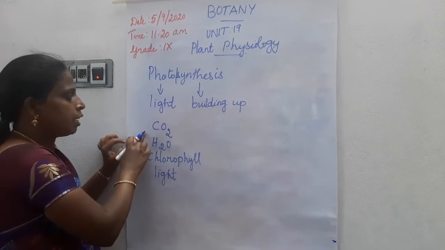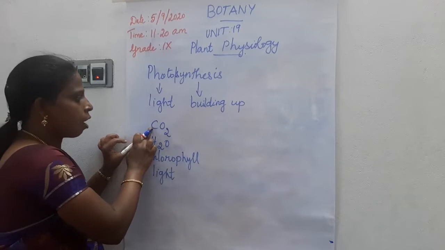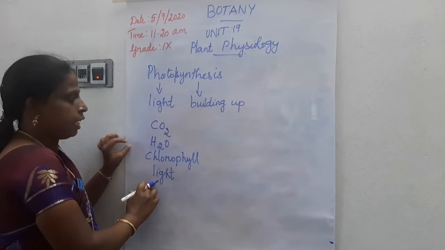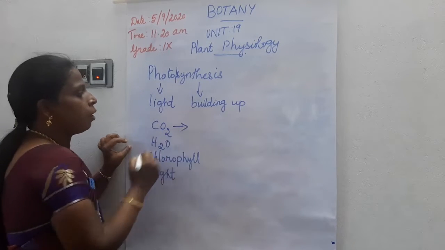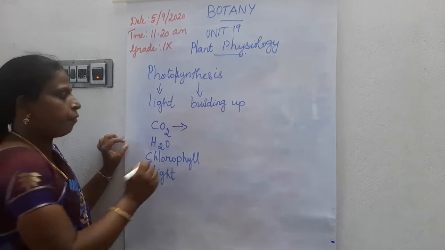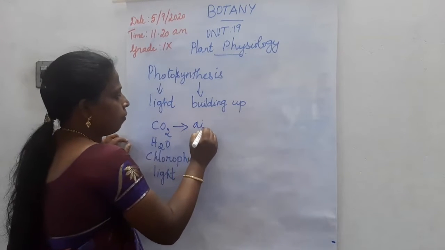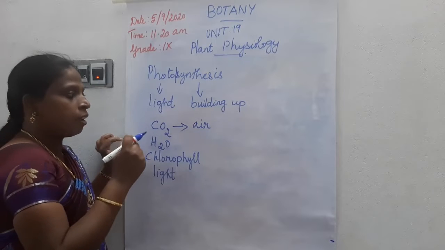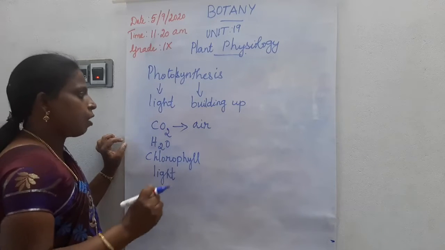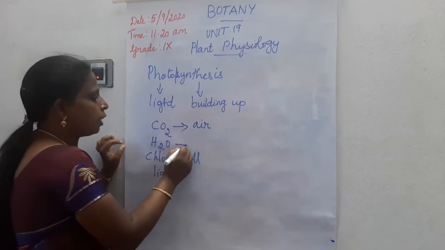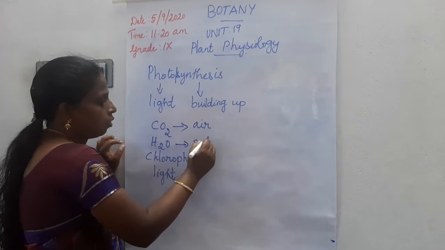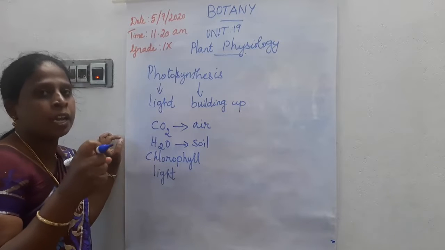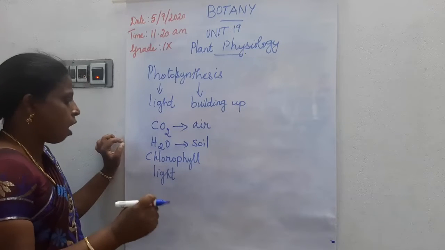So the materials required for photosynthesis are carbon dioxide, water, chlorophyll and light energy. We all know the carbon dioxide it can obtain from the air. From the air the plant can absorb the carbon dioxide, and the roots absorb water and dissolved minerals from the soil.